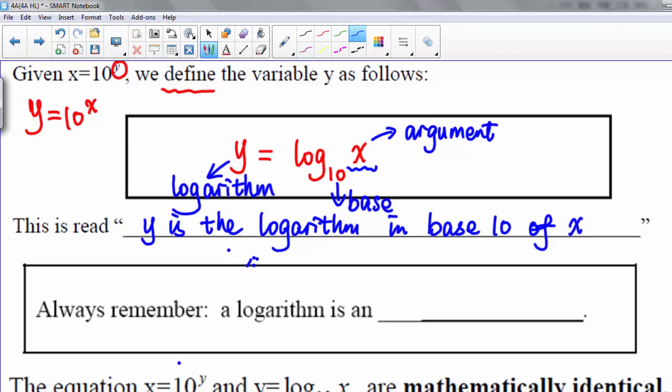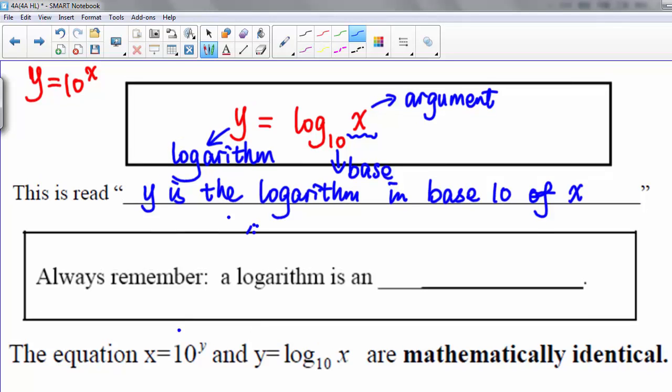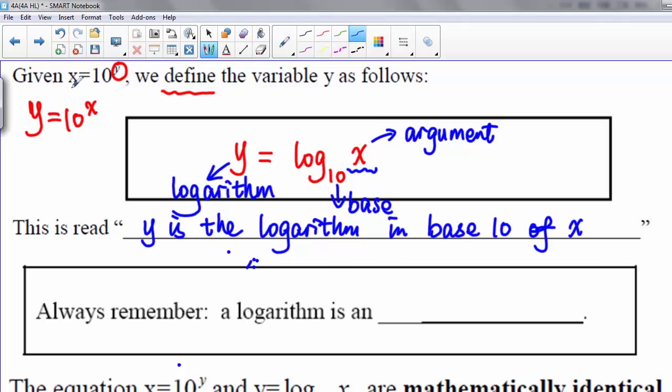Okay, so here you guys need to always remember a logarithm is actually just another way to represent the exponent. It's mainly because in this inverse, people had trouble bringing this y down. For this reason we invented a symbol called a logarithm in order to bring this y down. So a logarithm is an exponent. So this y is exactly the same as this y in this inverse.